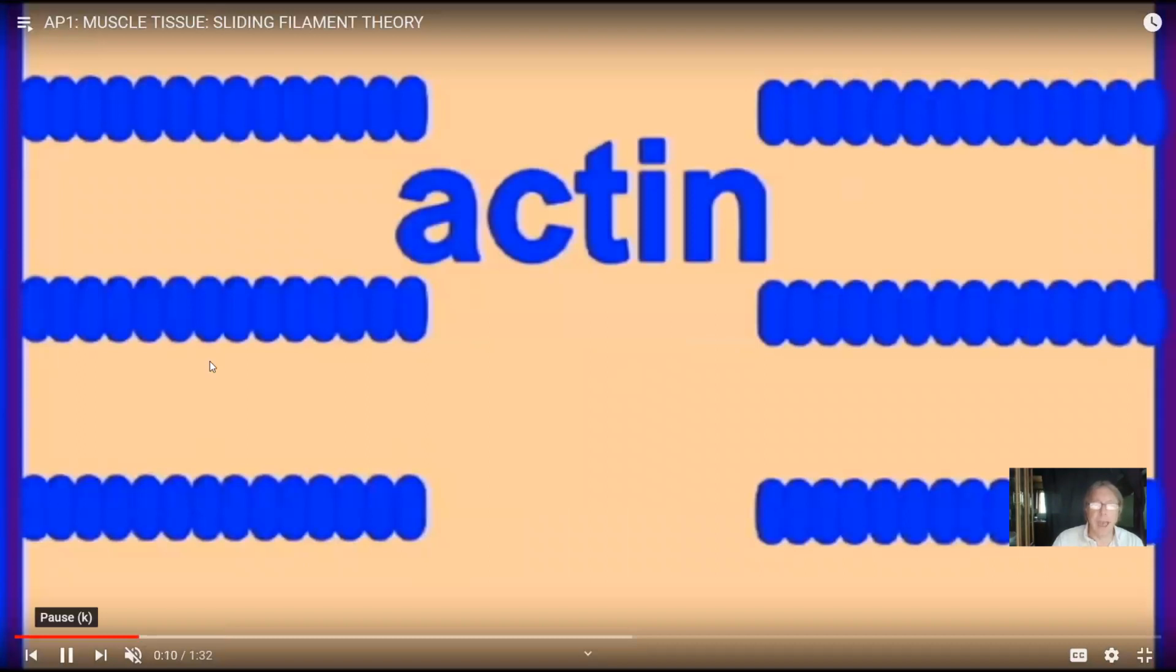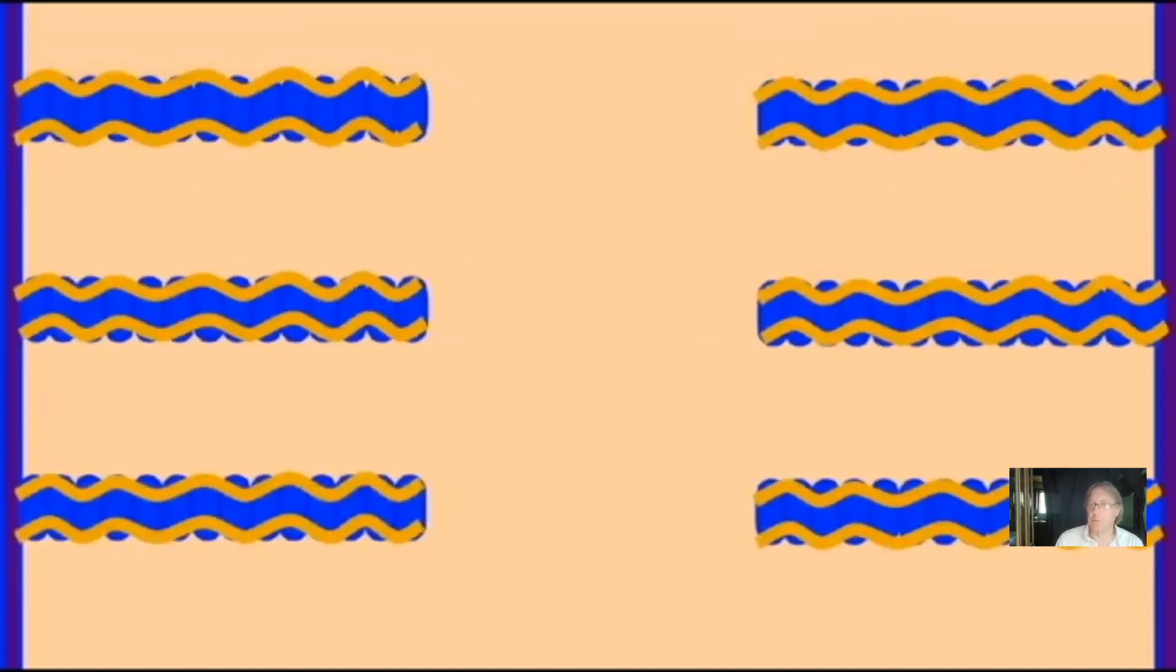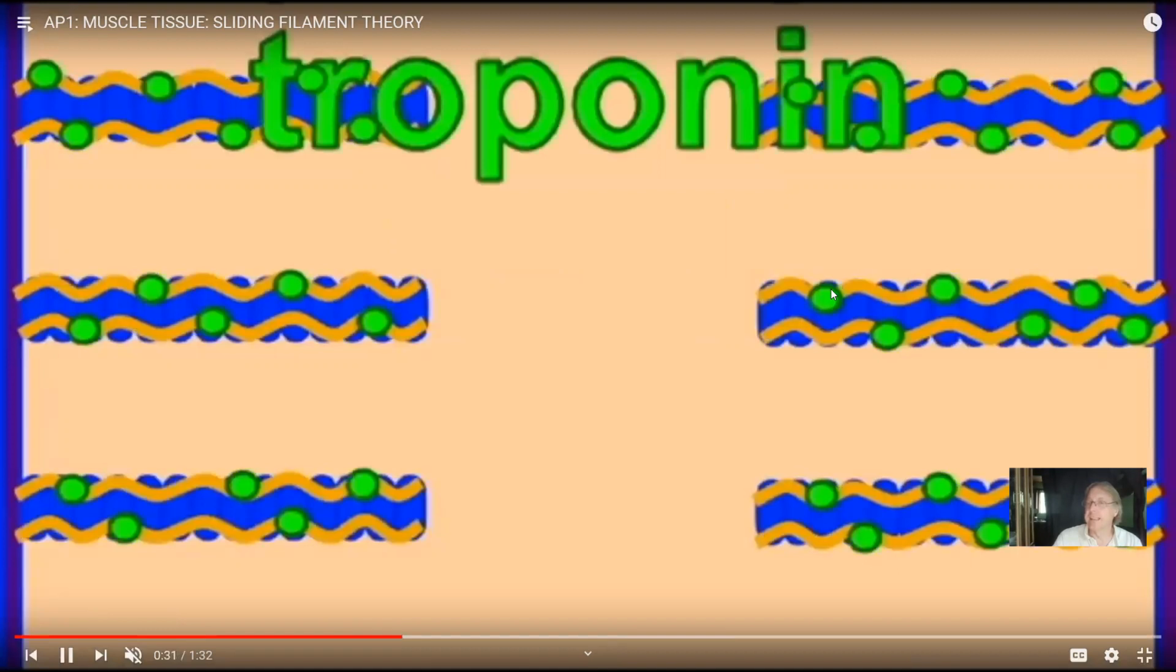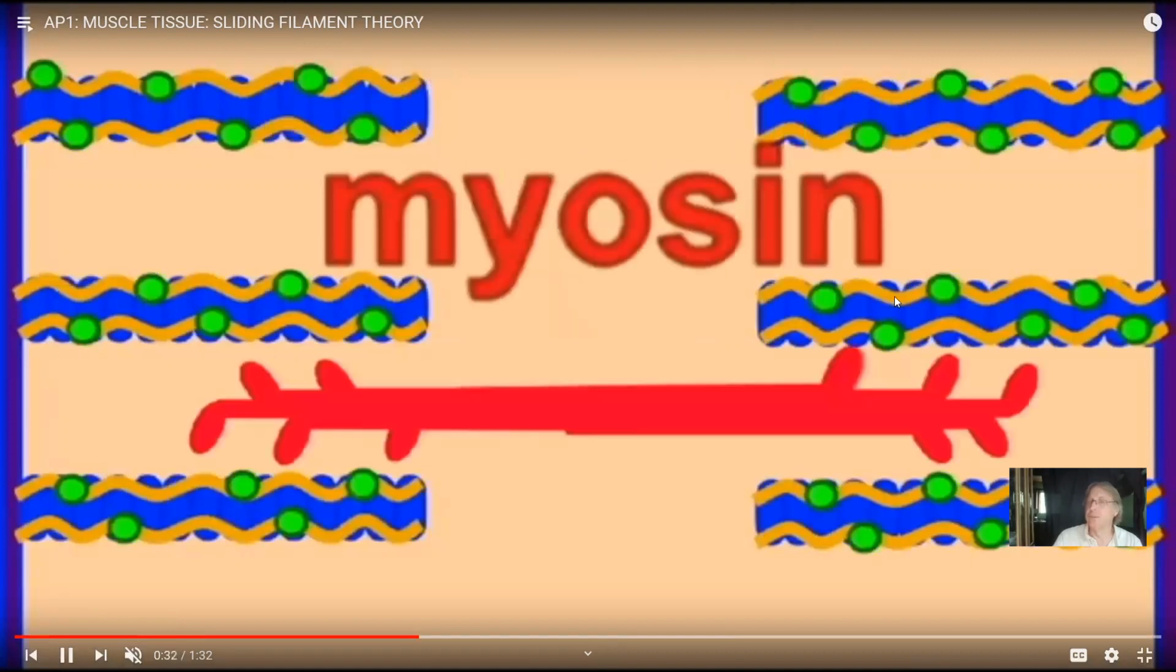So we have actin. Notice all of the actin subunits are attached to Z-discs. And at rest, they are then covered by tropomyosin, this rope-like molecule, and troponin holds it in place. Now, when calcium is released from the sarcoplasmic reticulum, it binds to troponin, and this then allows tropomyosin to slide out of the way, and now the active sites are exposed.